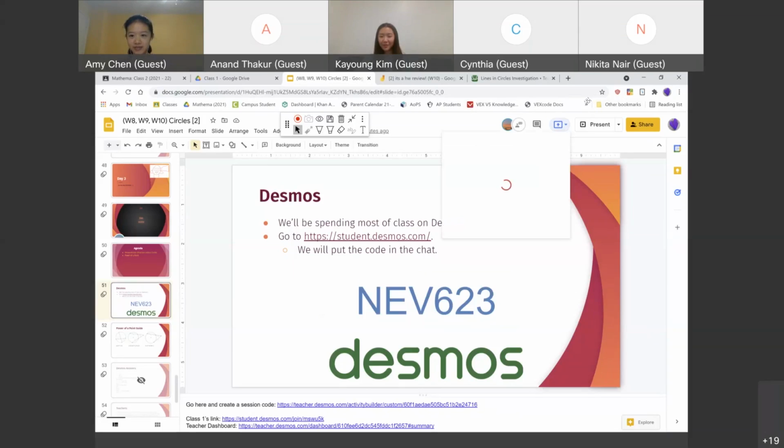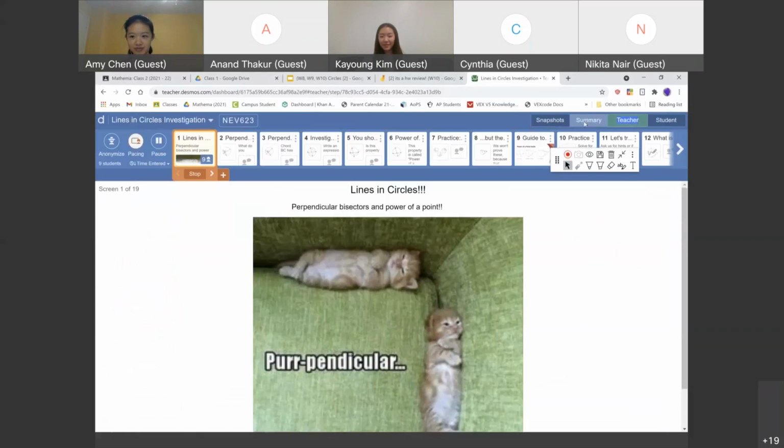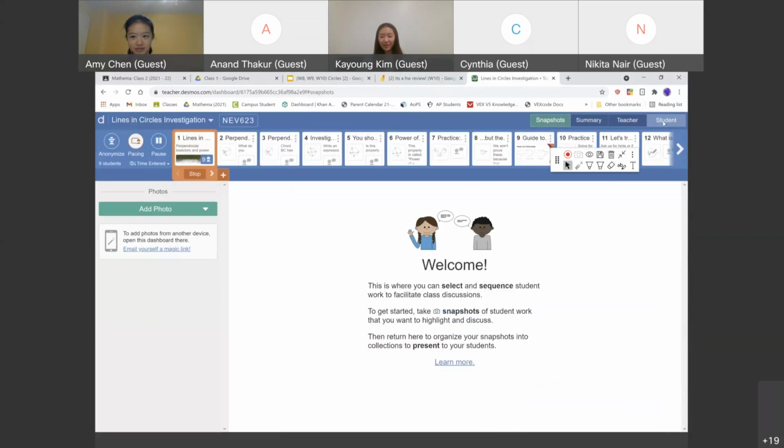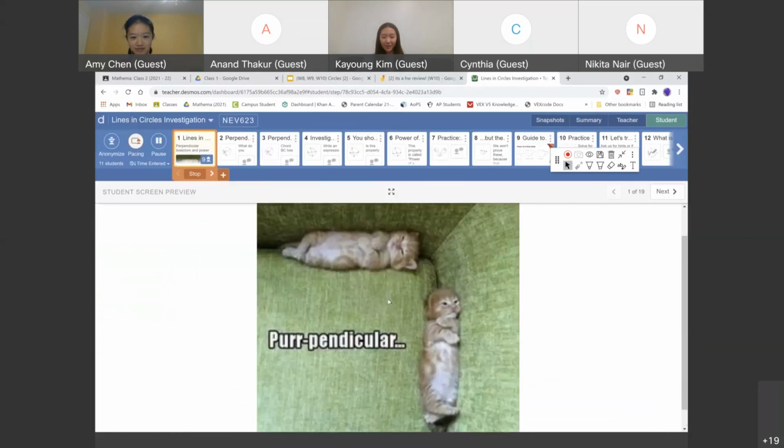Uh-oh. Wait, can everybody still share screens or no? Well, if they do, they lose like a bunch of points. Oh, okay. Okay, and that's not very nice. Anyways, we are going to do this Desmos once everyone joins.